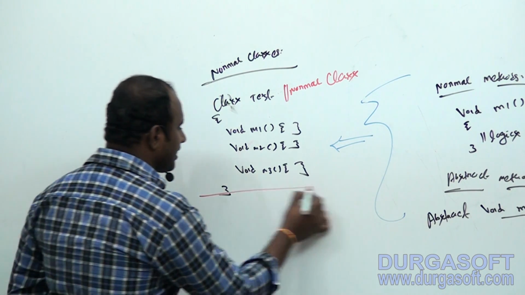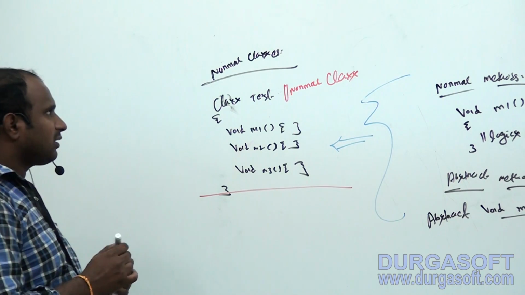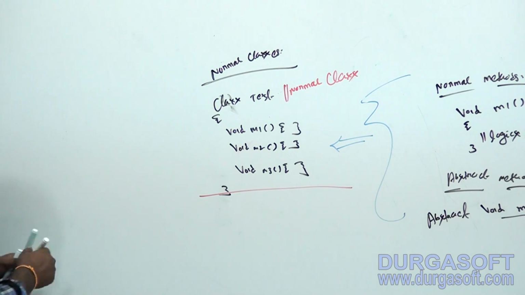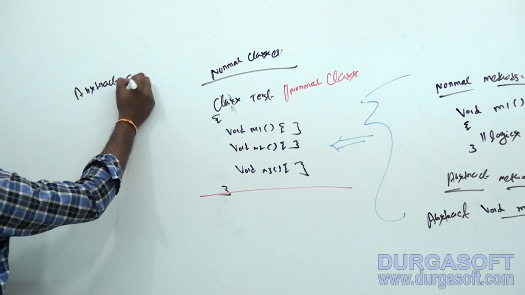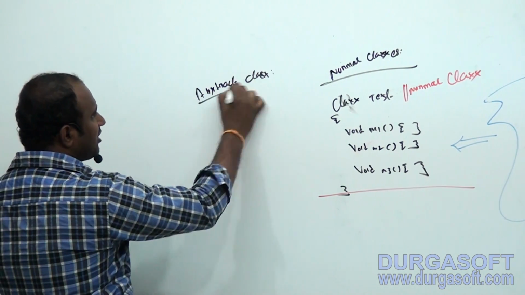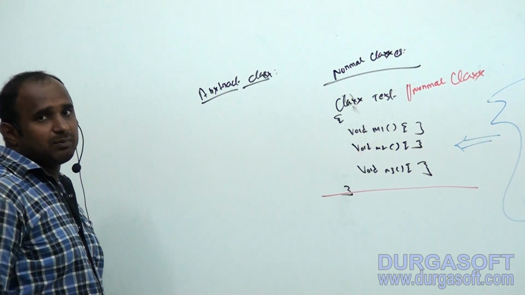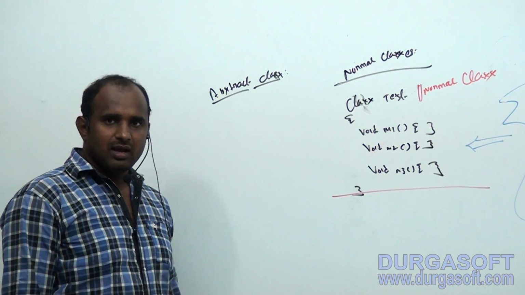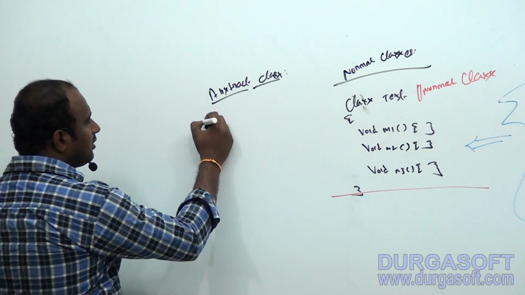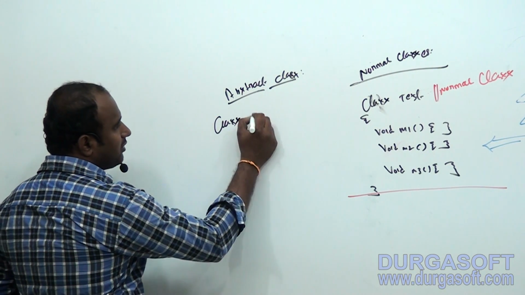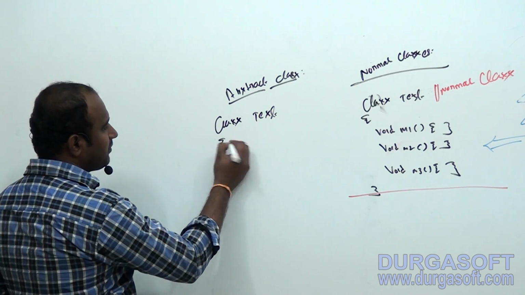So, coming to the abstract class. Concentrate, the next one is the abstract class. Abstract class is important. Abstract classes have another term, helper classes. Abstract class is also known as helper classes. Now, what do you mean by abstract class here? The class name is Tester.